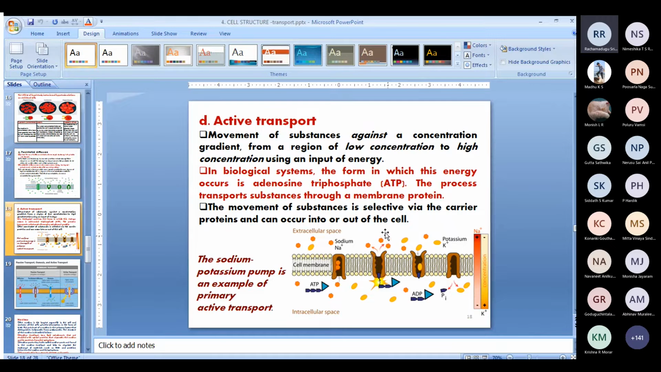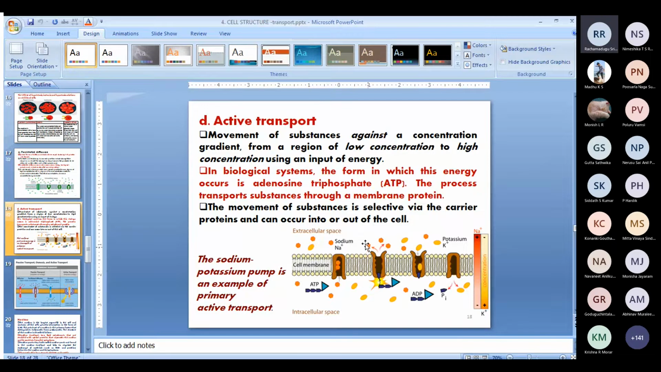As they get expelled outside, there is a provision. See, the shape of the sodium pump itself is such that 3 sodium can attach and 2 potassium can attach. For every 3 sodium ions moving out, 2 potassium ions will come inside. So obviously, this charge difference will come. This charge difference is what is needed for communications.